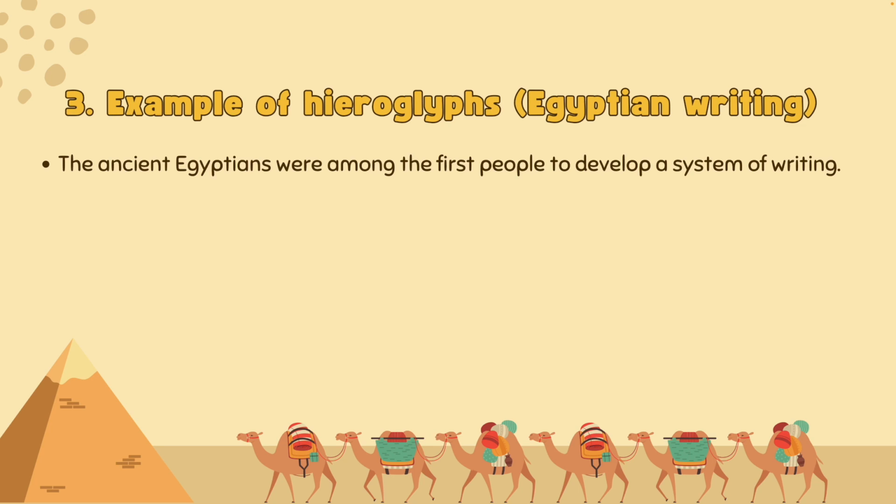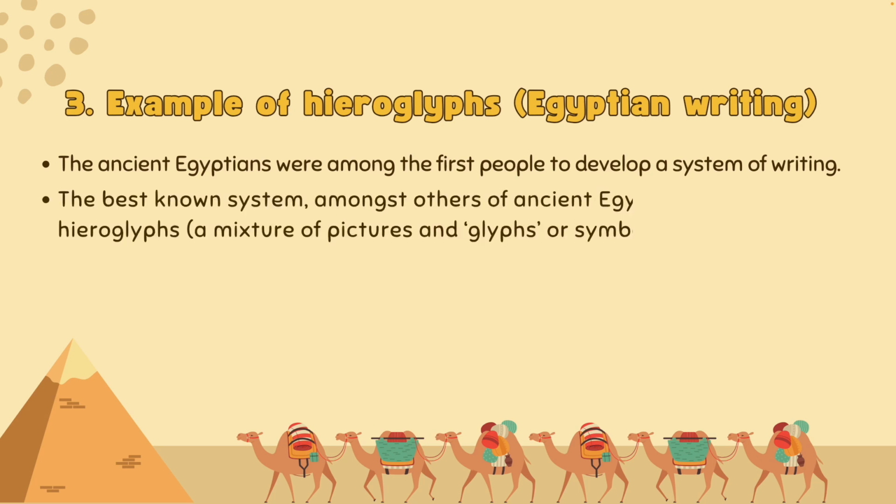Hieroglyphics or hieroglyphs, okay? So the ancient Egyptians were among the first people to develop a system of writing. The best known system, because the ancient Egyptians had like three other systems of writing, but the most popular one is known as the hieroglyphs or hieroglyphics, which, like I said before, is a mixture of images, also known as glyphs or symbols, okay?